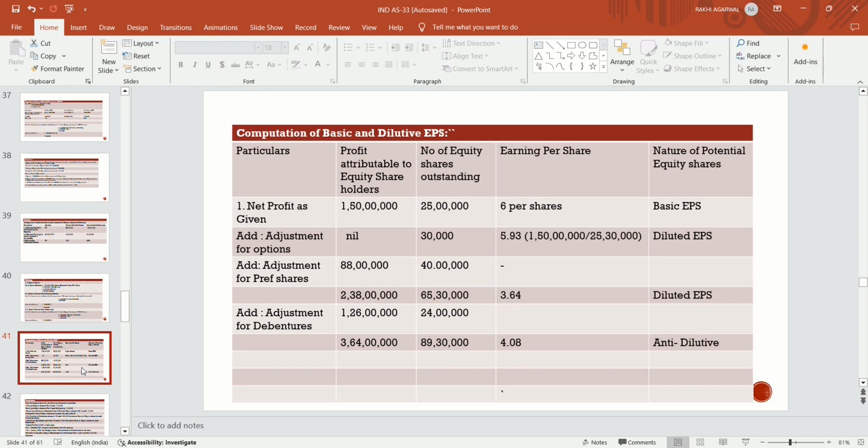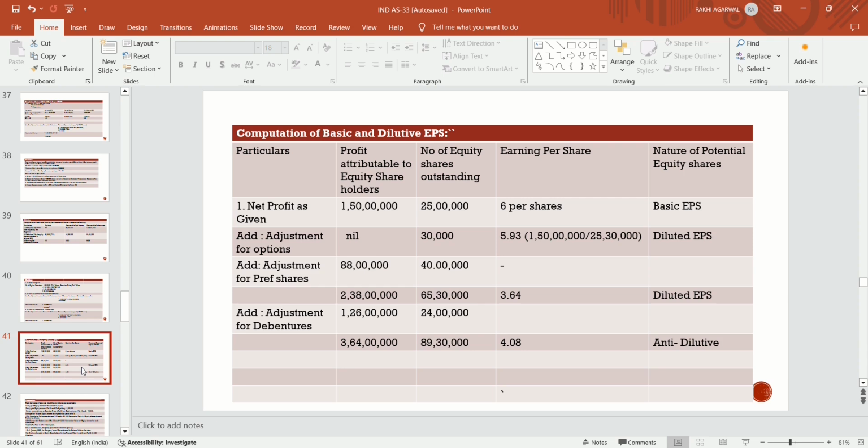Now the adjustment for option: the profit attributable to the option is nil, and the number of additional shares for option is 30,000. Earning per share becomes 1 crore 50 lakhs plus the adjustment for option, nil, so 1 crore 50 lakhs divided by 25 lakhs plus 30,000, that is 25 lakh 30,000. So diluted EPS becomes 5.93. Now these diluted EPS are in a decreasing pattern: from 6, after giving the option adjustment, it becomes 5.93. If they are in a decreasing pattern, then it is diluted EPS.